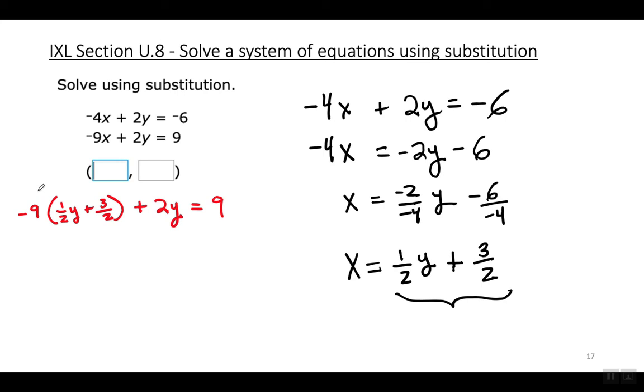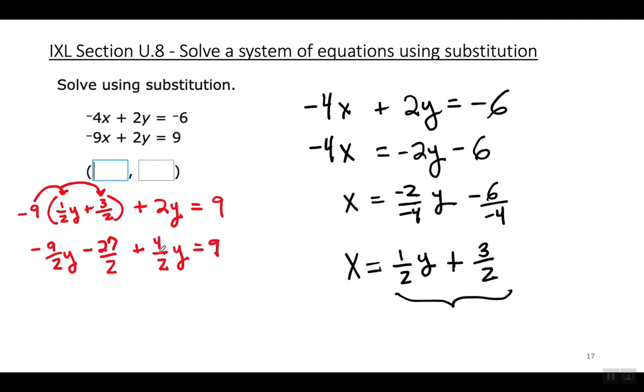All right, so here I'm going to do the distributive property and multiply negative 9 times each term here. On the front, I'm going to get negative 9 over 2y minus 27 over 2 plus 2y. Now the 2y, I want to be able to combine it with this y that has a fraction with a 2 on the bottom. So 2y, I'm going to rewrite it as 4 over 2y.